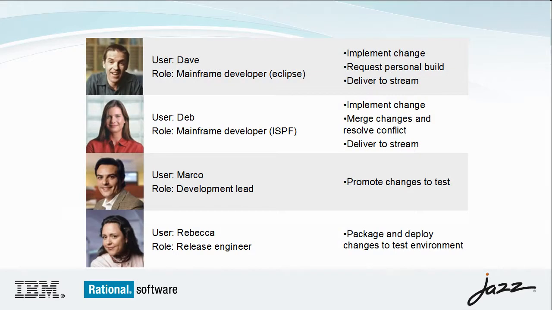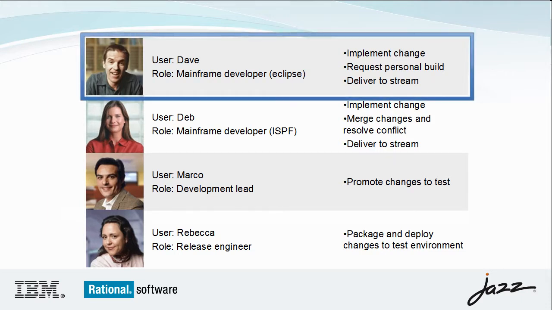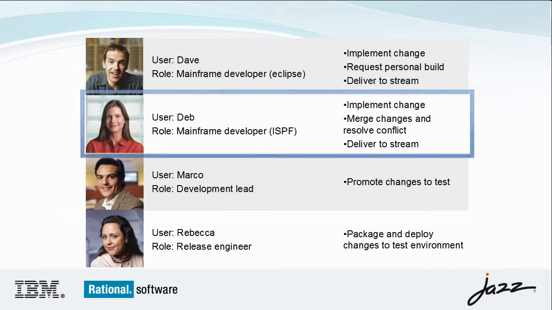Here we will see 4 members of the Business Recovery Matters team perform tasks in support of a new requirement: validate loan term and amount. Our mainframe developer, Dave, working in the Eclipse client, will implement his changes, confirm the implementation with a personal build, and deliver his changes to the team stream where they will be detected and built by a scheduled dependency build.